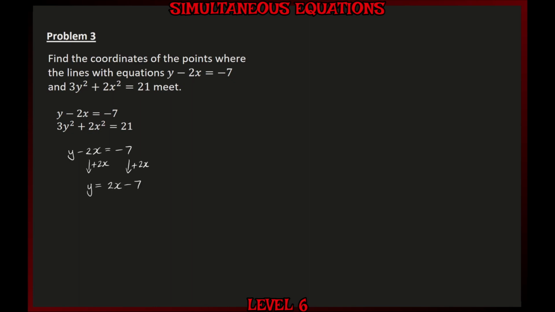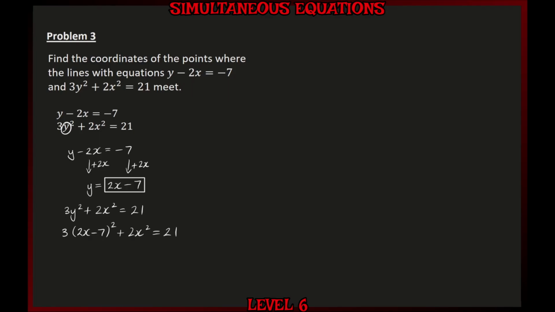And now that we've made y the subject, we can take 2x minus 7, because we now know that's equal to y, and substitute it into the second equation in place of y. So our second equation, 3y squared plus 2x squared is equal to 21, becomes 3 multiplied by 2x minus 7 squared, because we're replacing y with 2x minus 7, plus 2x squared is equal to 21.